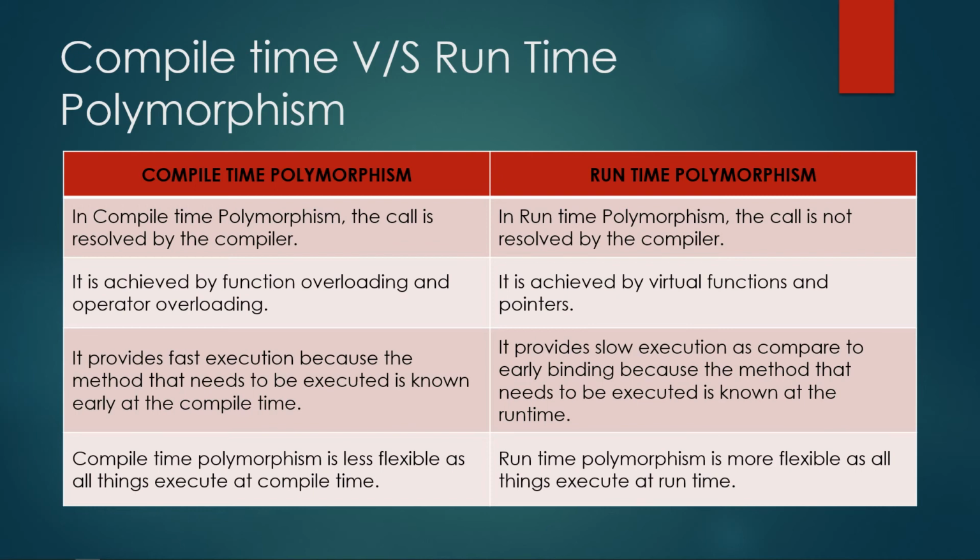Compile time polymorphism provides fast execution because the method that needs to be executed is already known early at the compile time. But runtime polymorphism provides slow execution compared to early binding because the method that needs to be executed is only known at runtime. Compile time polymorphism is less flexible as all things execute at compile time, whereas runtime is a little bit more flexible as all things execute at runtime.